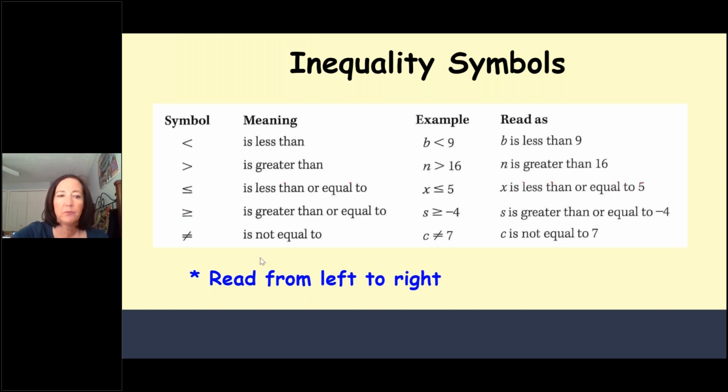Inequality. We've got the first symbol circled in red.